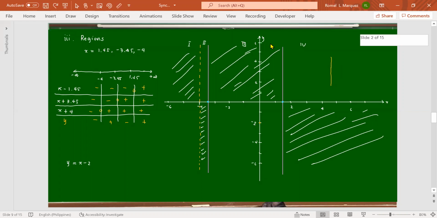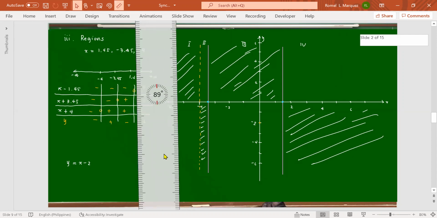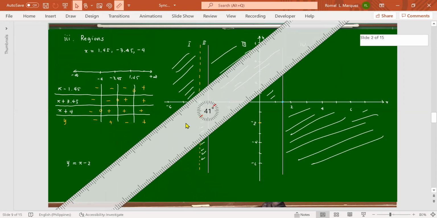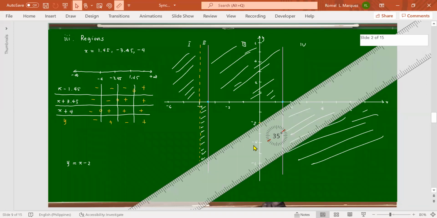Sir, why don't you use a ruler? Oo nga, no? Nakalimutan gamitin yung ruler ko. Ruler na nga lang pala. Sorry. Thank you for reminding me. May ruler pala nga ako. Buti naalala niyo. Yan. Para straight, no? Yan. Okay.